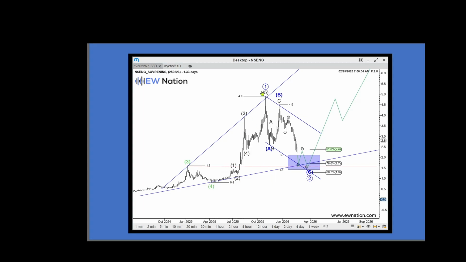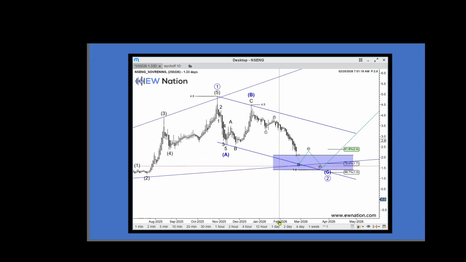And after a 5 wave sequence, what we expect is a 3 wave sequence downwards, and that will usually take the form of, for a wave 2, a flat or a zigzag. In this situation, we're dealing with a zigzag. Let's not forget what zigzags are. They are 5, 3, 5 sequences. So what do we expect to see?